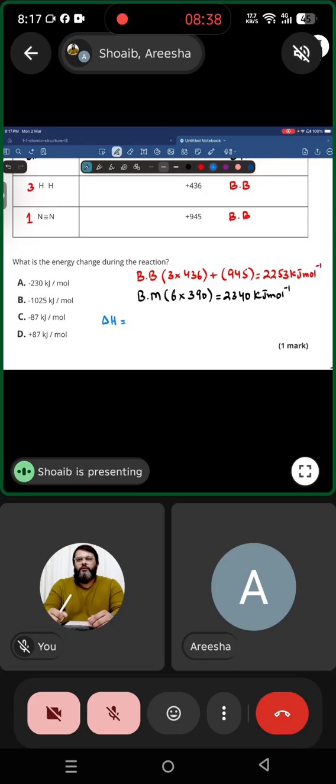Bond breaking means BB minus BM. Okay. So the bond breaking is 2253, and the bond making is 2340. So the answer is minus 87 kilojoules per mole. So the correct option is C here.